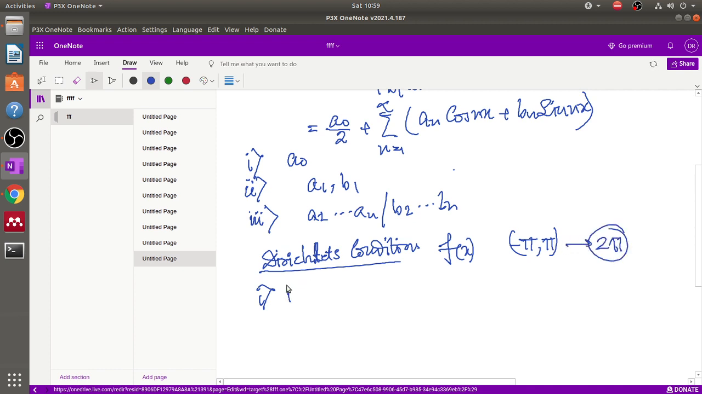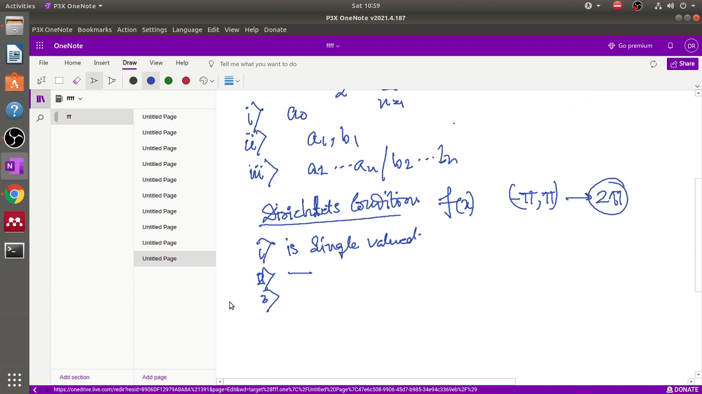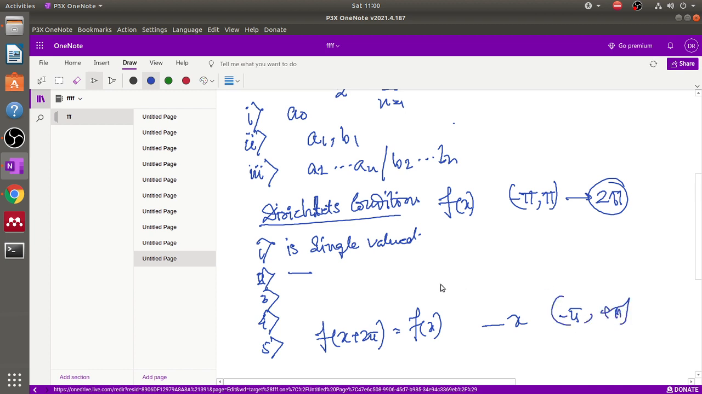First of all, it is single valued, that means for every value of x there is only one value of f(x). Number 2, the signal is bounded. Number 3, the signal has a finite number of maxima and minima. Number 4, it has only a finite number of discontinuities. Number 5 is one of the most important: f(x plus 2 pi) equals f(x), for values of x from minus pi to plus pi, then we can compute the Fourier series formula.